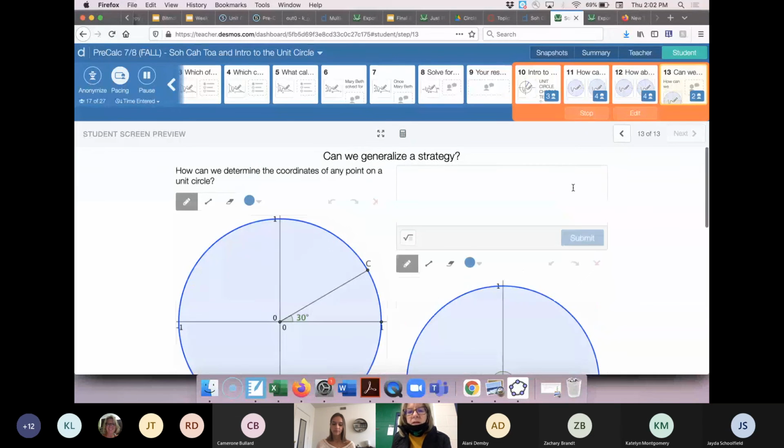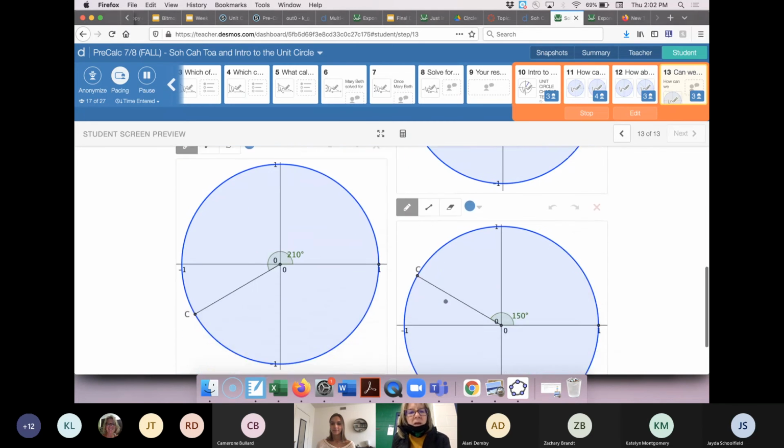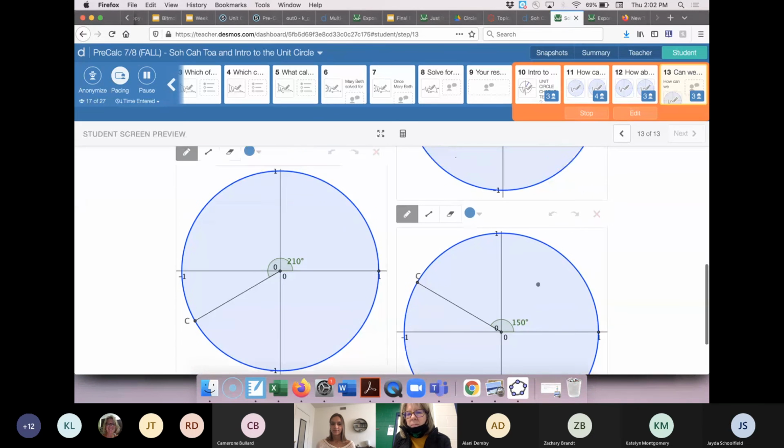All right, let's look at the last slide. This is the 30-degree angle. I'm going to talk through it somewhat quickly. We already did the 30-degree angle. We got that this was 0.866. We did this on an earlier screen. And we did that this was 0.5.